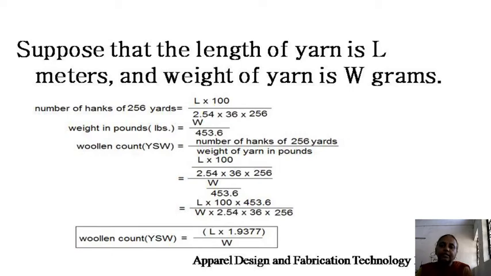For finding the woolen count, number of hanks of 256 divided by weight of the yarn in pounds, that is L into 100 divided by 2.54 into 36 into 256, divided by W divided by 453.6, that equals L into 100 into 453.6 divided by W into 2.54 into 36 into 256. This equals woolen count is equal to L into 1.9377 divided by W. This is the formula for finding the woolen count, if the length is L and the weight is W grams.